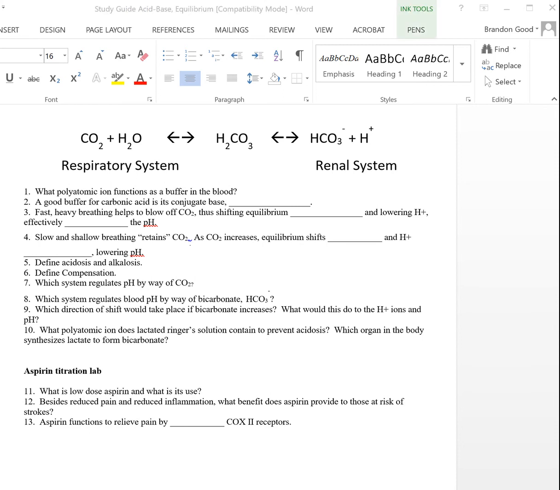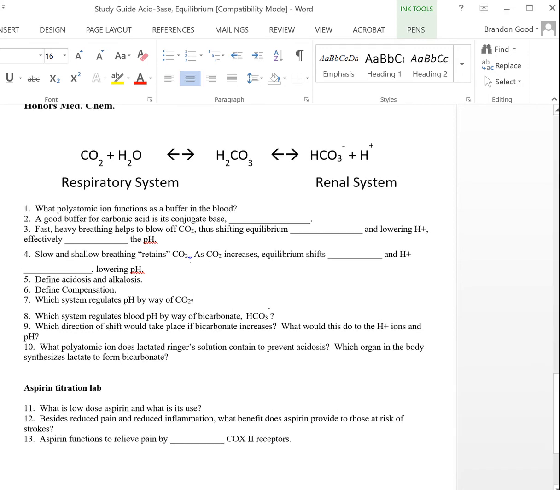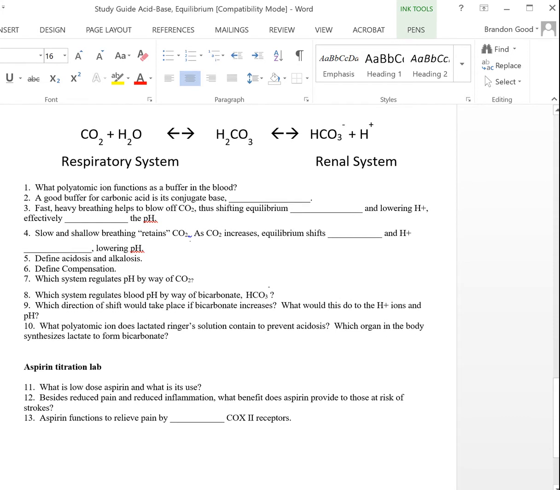Okay, so this will be the medical chem portion review. And so we're going to go through these various questions. And what we'll end up doing is I'll go ahead and answer each of these and explain a little bit. We're going to be using the equilibrium system as our basis for most of these questions. So let's go ahead and start on it.